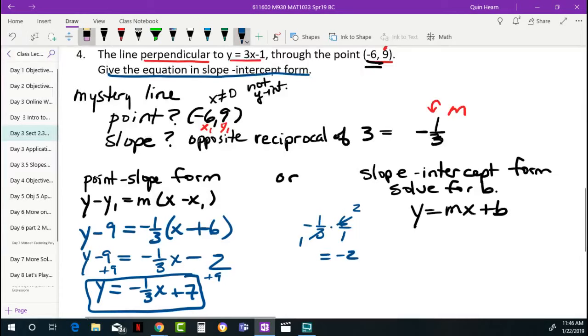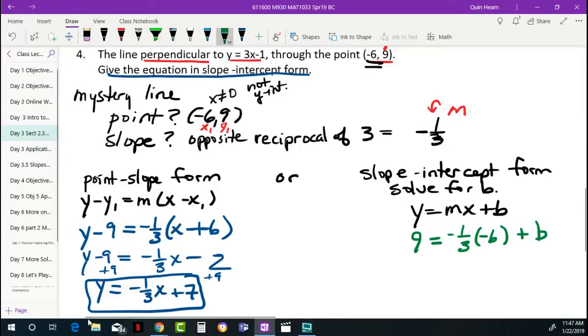The other way is to plug into y equals mx plus b and solve for b. So if we did it that way, we would let y be 9. We know m is negative 1/3. X is negative 6. And we would solve for b. This is a 6, by the way, and that's a b.